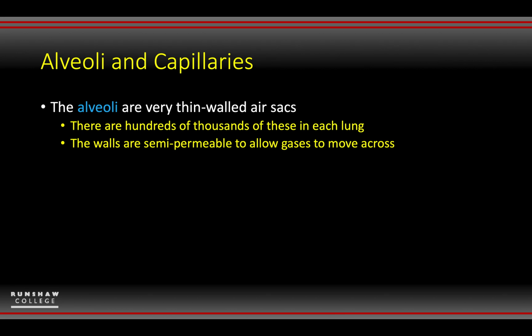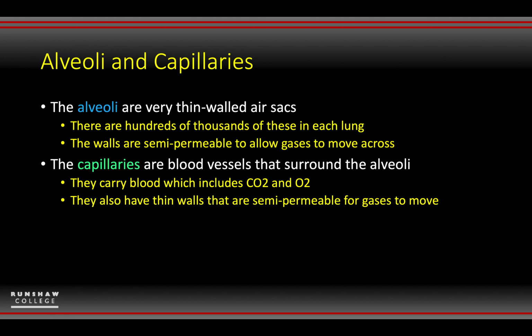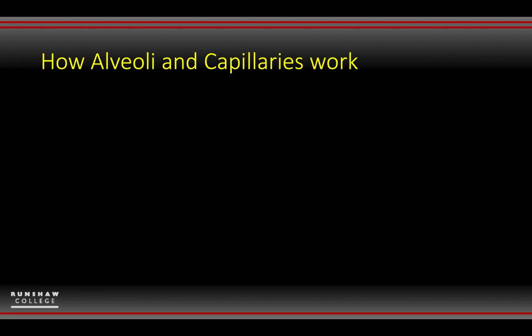So thankfully, the alveoli have very thin walls that have millions of capillaries surrounding them. And as I think we've mentioned before, you've got about 3 million alveoli sacs inside the lungs. And this allows the body to be able to move gases across. So these capillaries will carry blood that includes CO2 and O2, and this semi-permeable membrane allows only certain things to be moved in and moved out, mainly O2 and CO2.